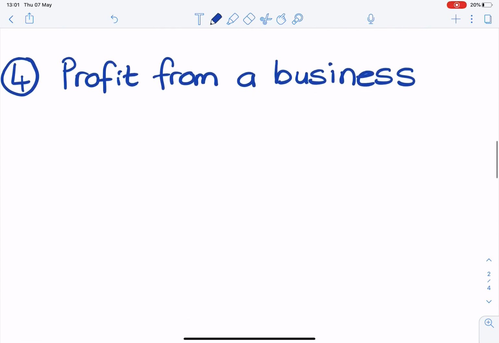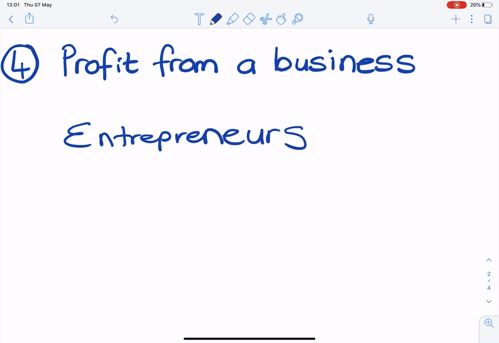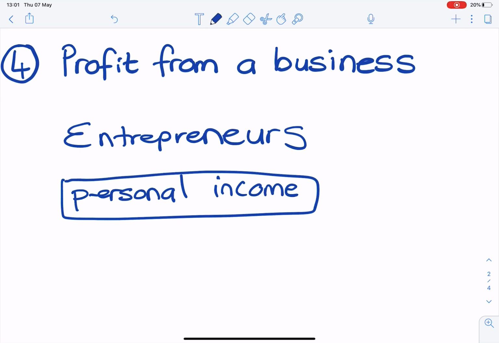The fourth kind of personal income is profit from a business. Now, people who work for themselves are called entrepreneurs. They don't work for somebody else. They own their own business. They start their own businesses to make money from their business idea. And in this way, an entrepreneur can earn personal income. It is not a salaried position. It is the owner's own business, so it is his personal income.